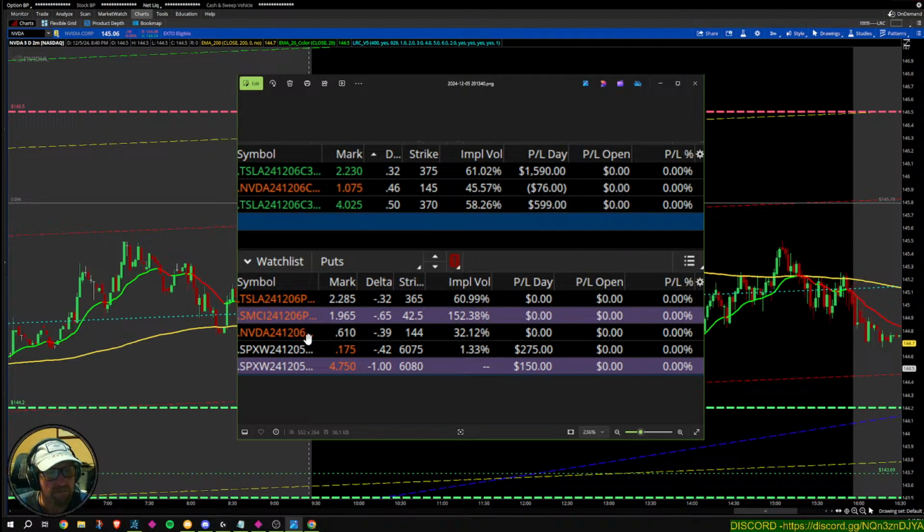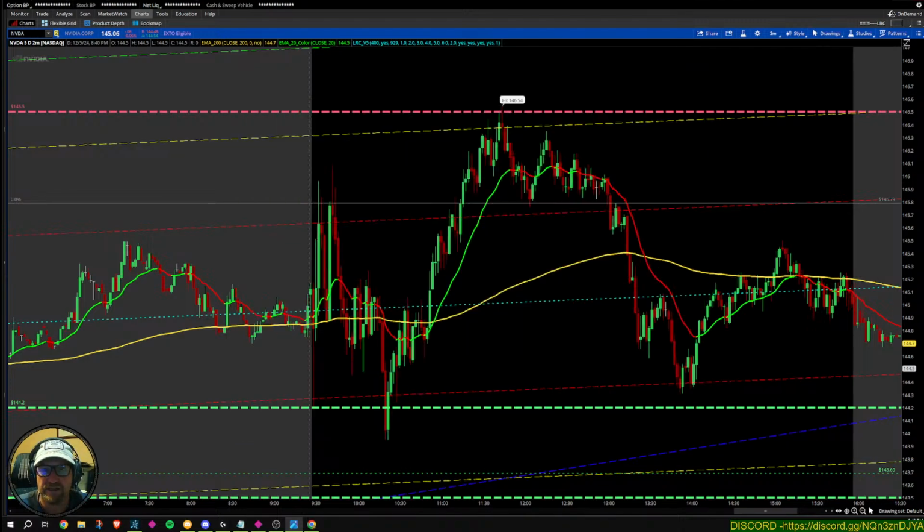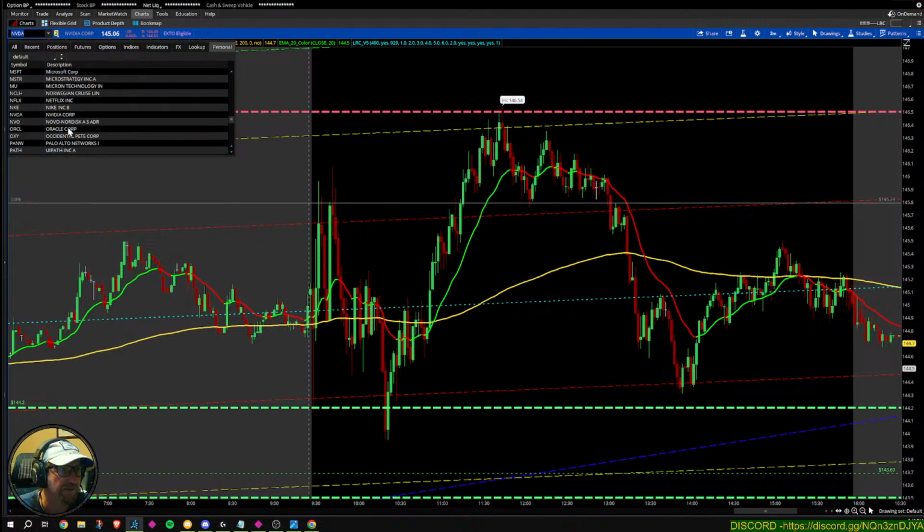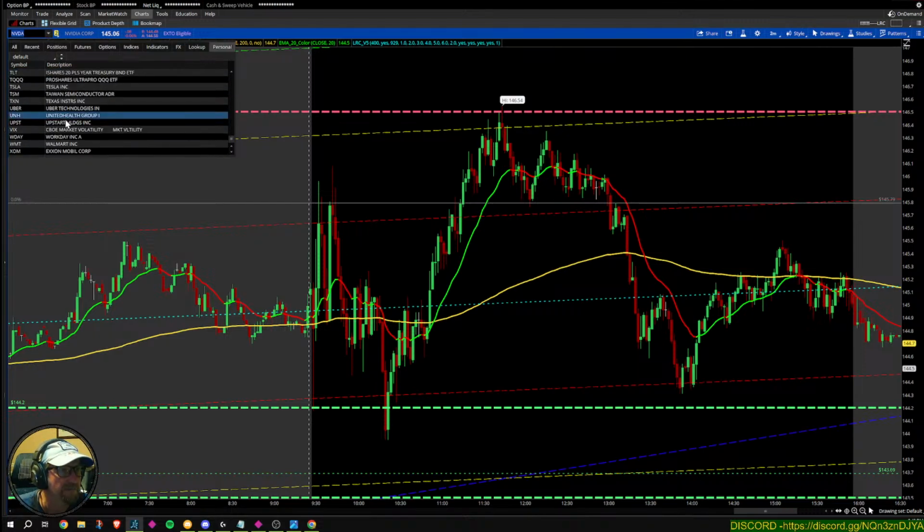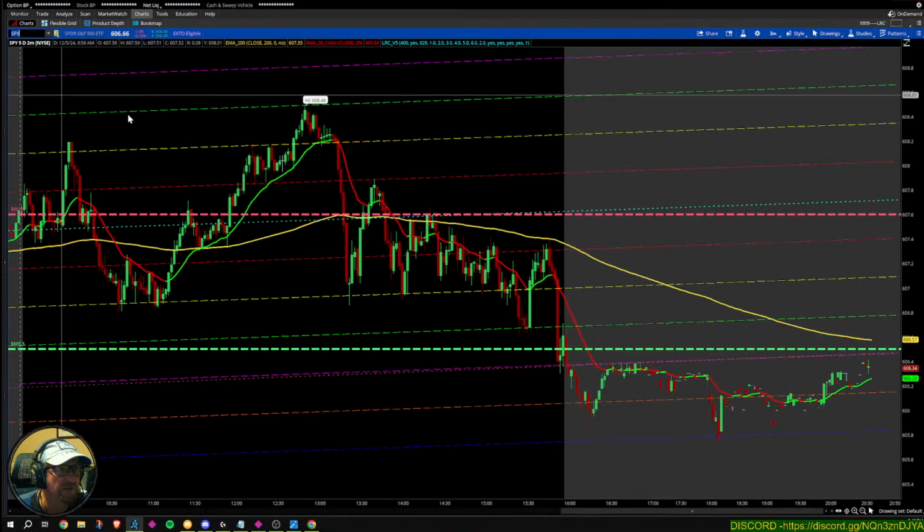My SPX 225 puts and then a 150 put, and those were pretty easy. They were in this area when the market went down. I'll show you those.